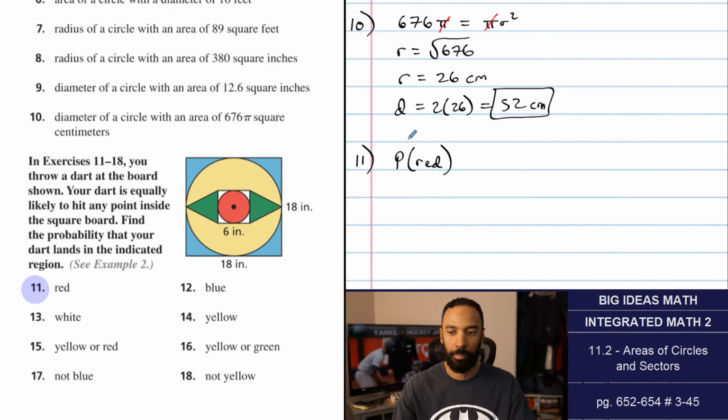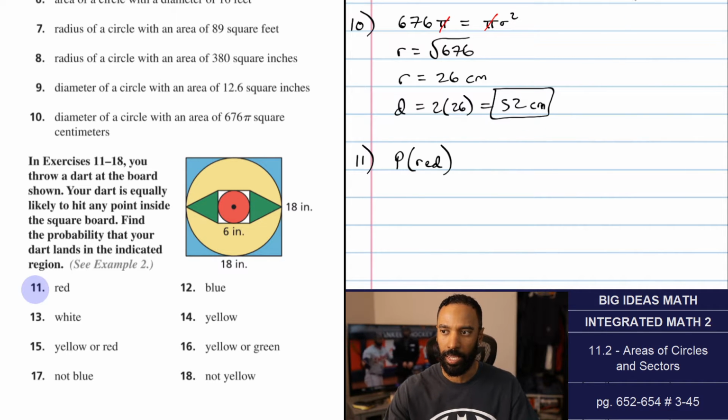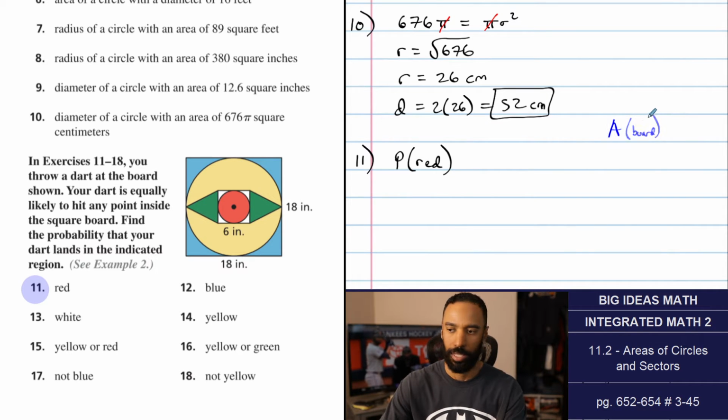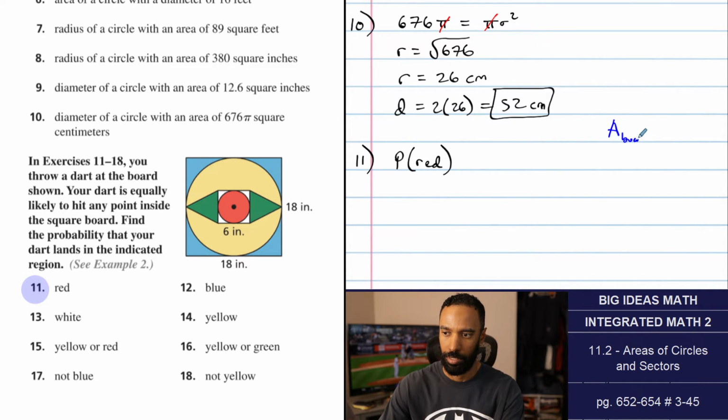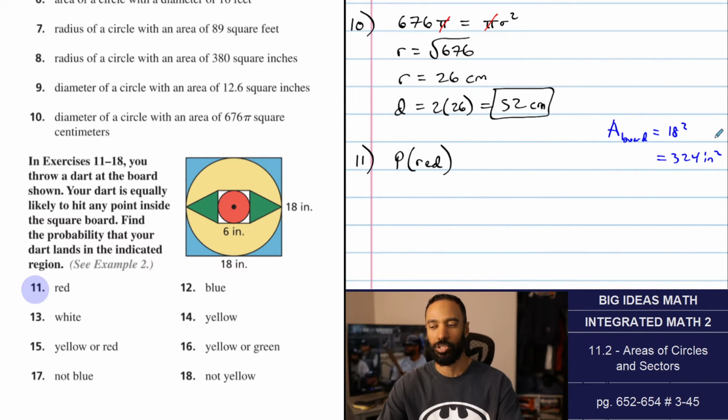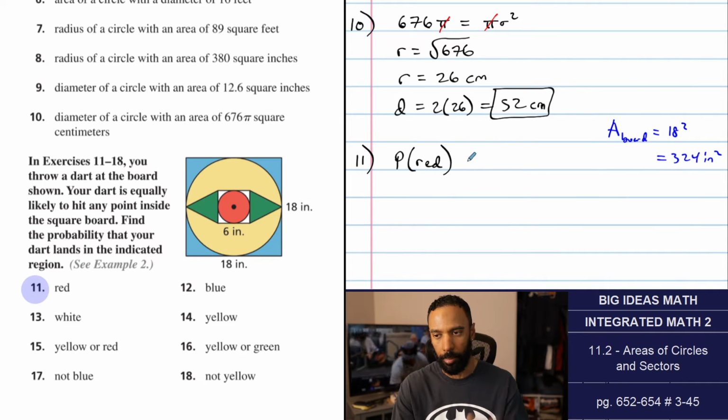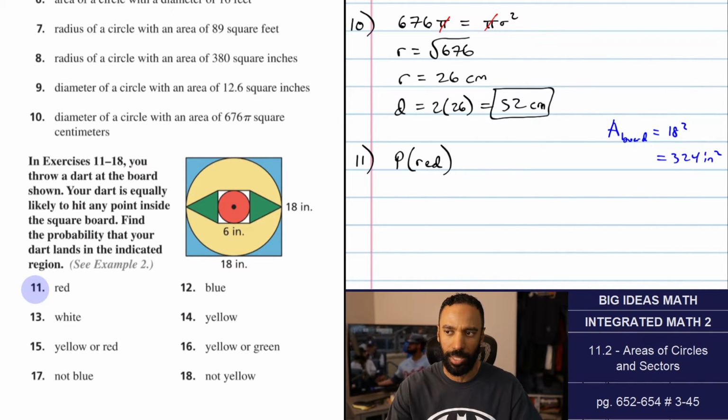So the area of the board, let me write that first, is 18 squared, which is 324 square inches. We're going to use that as our total pretty much each time if they're saying probability that, unless they say something like given, some conditional, and they're not doing that. So the probability of the red is going to be the area of the red over the area of the board.